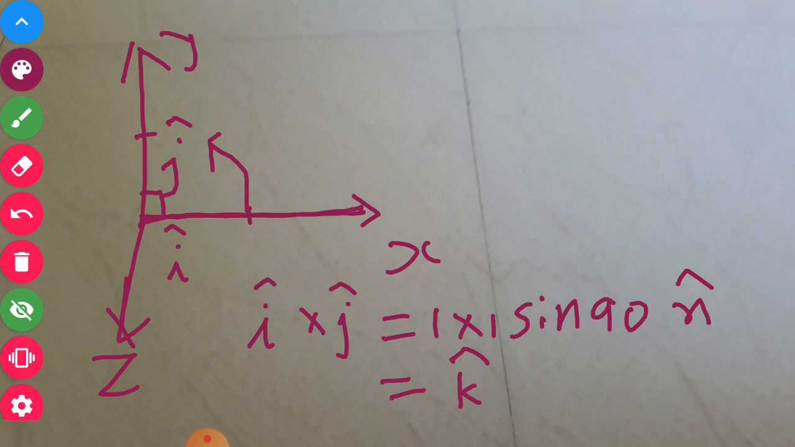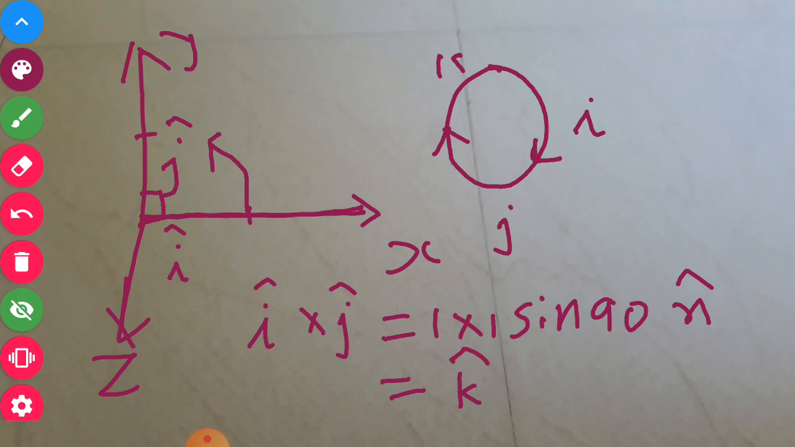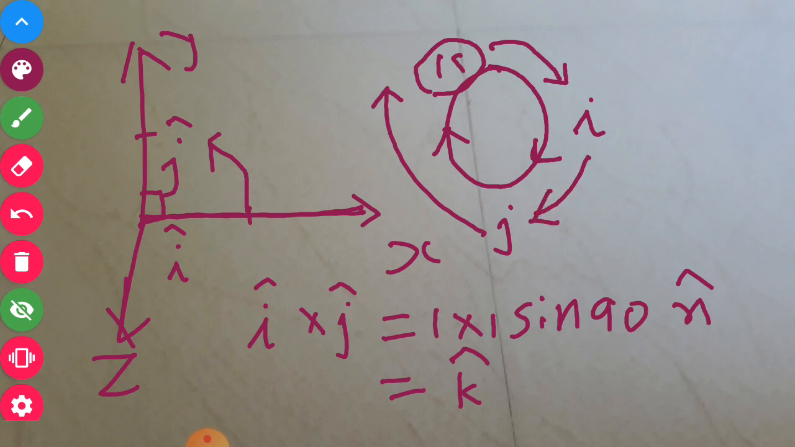So in general, if you find i cross j, j cross k, then it will be i cap. You can just try on your own. So we just have to remember this circle: i, j, k. If you find i cross j, then it will result in k cap. j cross k gives i cap. And if you find k cross i, then it will be j cap.